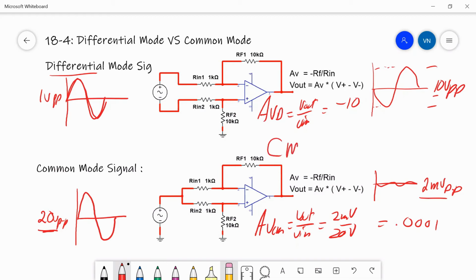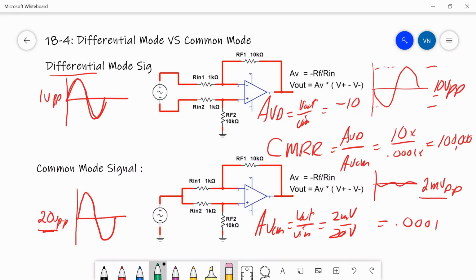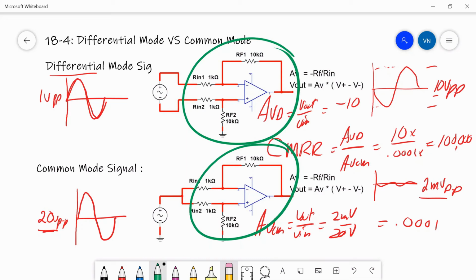So CMRR equals AVD over AVCM, which is 10 times over 0.0001 times. That's going to be 100,000 times better. So basically, it's the same circuit, but it amplifies a differential signal 100,000 times better than it amplifies the common mode signal. So we say it rejects the common mode signal.